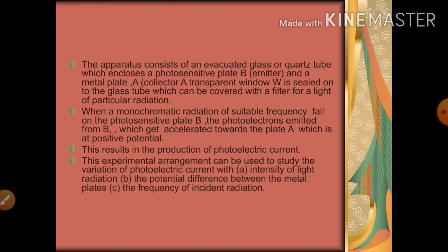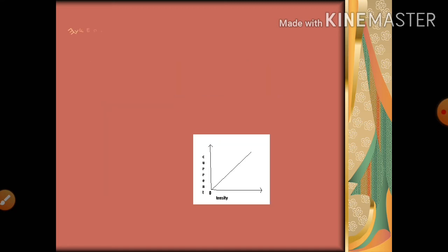This experimental arrangement can be used to study the variation of photoelectric current with: A, intensity of light radiation; B, the potential difference between the metal plates; and C, the frequency of incident radiation.